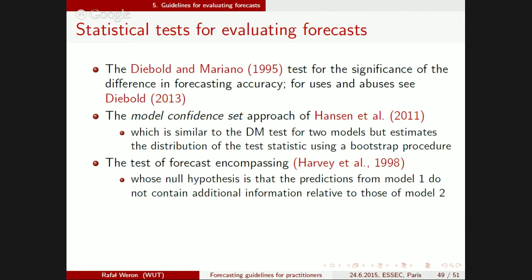Some alternative approaches could be the model confidence set, which is pretty similar, but uses a bootstrap technique to obtain the statistics. Forecast encompassing of Harvey, where you are looking at two models and asking whether the predictions from one model contain any additional information compared to the other.